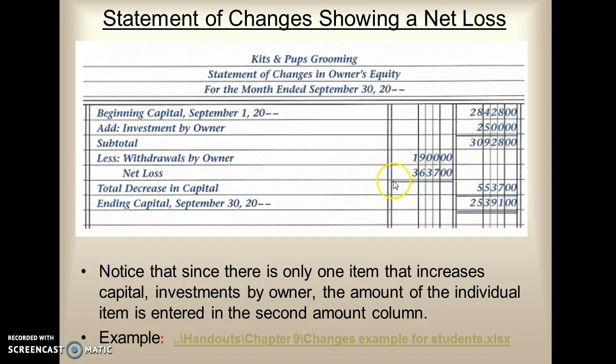So we have to add those 2 numbers, single underline, our total decrease in capital, because obviously if the owner takes money out and we lost money, our capital has to decrease. So we put that here, which is followed by a single underline. And then what we're going to do is subtract. Our ending capital then is $25,391, followed by a double underline. Once again, this amount will be transferred to the balance sheet in the owner equity section. All right.